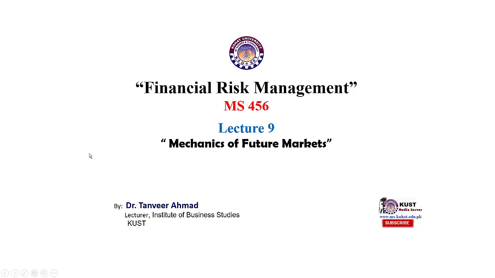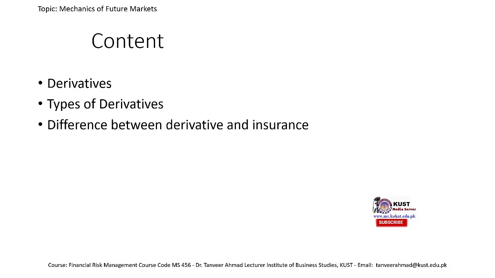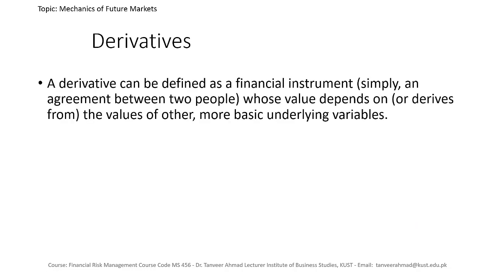The topic that we are going to cover is mechanics of futures markets. Let's move to the contents. We are going to understand what derivatives are, how we define derivatives, what their types are, and the difference between derivatives and insurance. Starting with the definition, a derivative can be defined as a financial instrument whose value depends on another underlying asset.